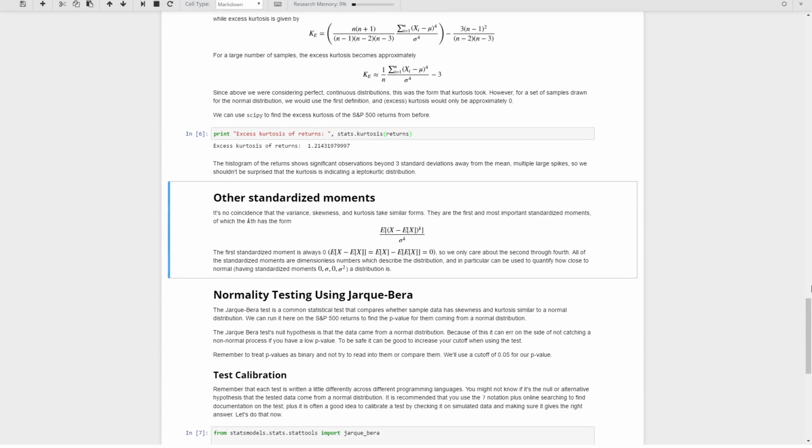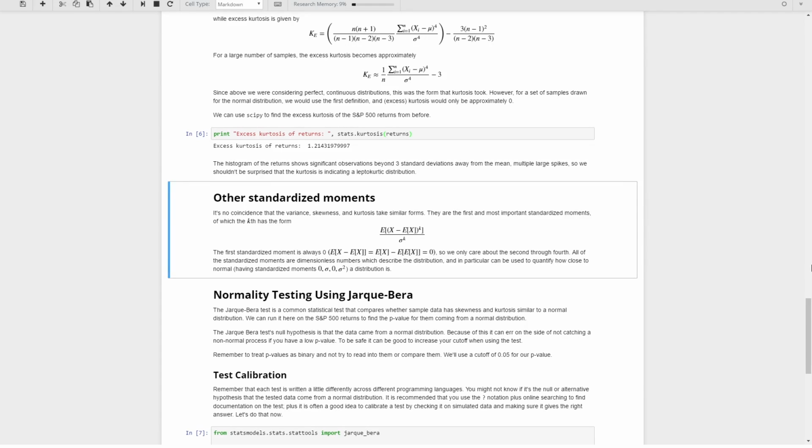This first standardized moment that we have is always going to be 0 because, well, we take the expected value of x minus the expected value of x. This turns into the expected value of x minus the expected value of the expected value of x, which becomes 0. So that just zeroes out. All that we really care about is the second through the fourth moments. And these provide us new ways to describe the distribution, other than just using the mean and the variance.